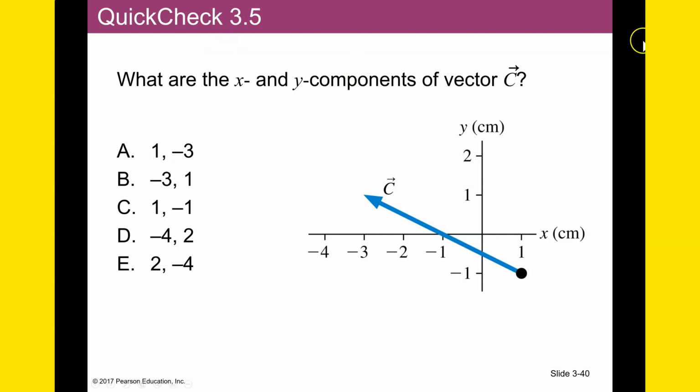All right, see if you can figure out the components of this vector. All right, pause it. Hopefully you did. And here we go. There is the x component. And since we're going this way, it's going to be negative 4 if we count that. And the y component would be this. And we're going up positive 2. So that's negative 4, 2. Choice D.